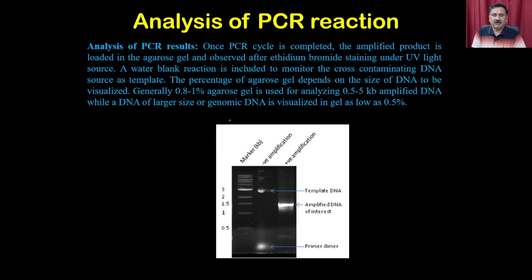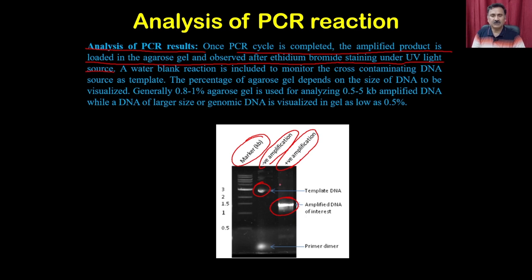Once you have done the PCR, you are going to analyze that PCR on an agarose gel. Once the PCR cycle is completed, the amplified product is loaded onto the agarose gel and observed after ethidium bromide staining under UV light. What you see here is the 1 kb ladder. This is the negative control, which is only going to show you the template DNA. And this is the positively amplified product. This amplified product is completely absent in the negative amplification.